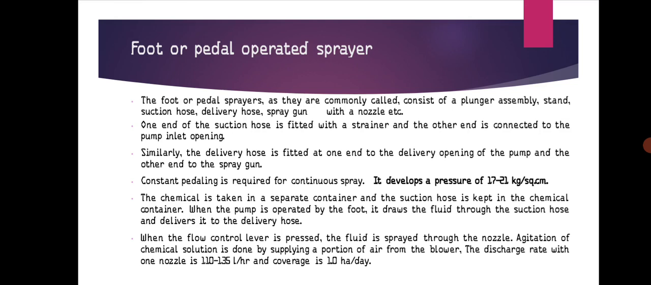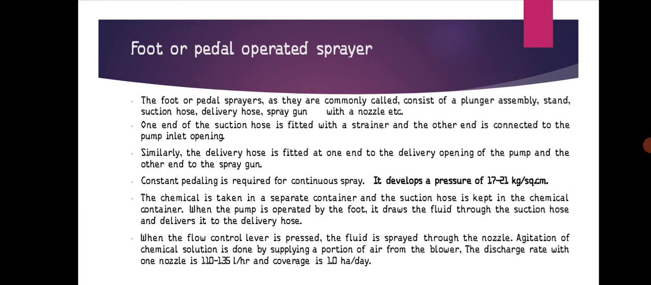The foot or pedal sprayers, as they are commonly called, consist of a plunger assembly, stand, suction hose, delivery hose, spray gun with a nozzle, etc. One end of the suction hose is fitted with a strainer and the other end is connected to the pump inlet opening. Similarly, the delivery hose is fitted at one end to the delivery opening of the pump and the other end to the spray gun. Constant pedaling is required for continuous spray. It develops a pressure of 1.7 to 2.1 kg per centimeter square.